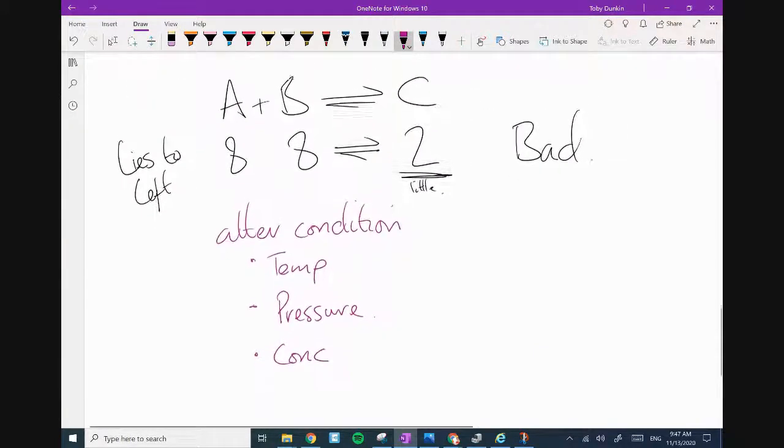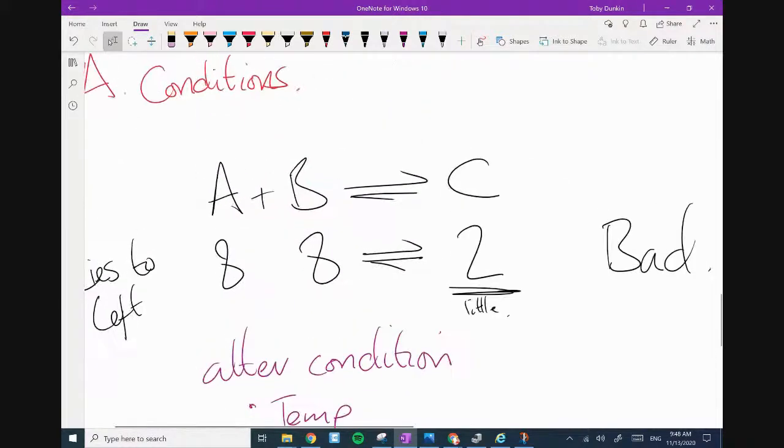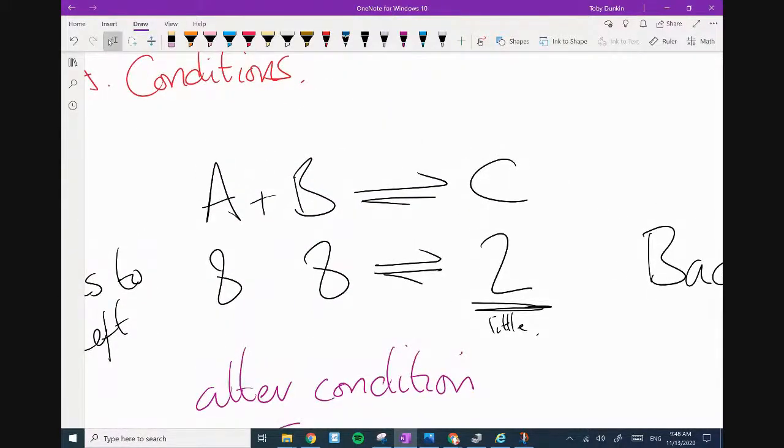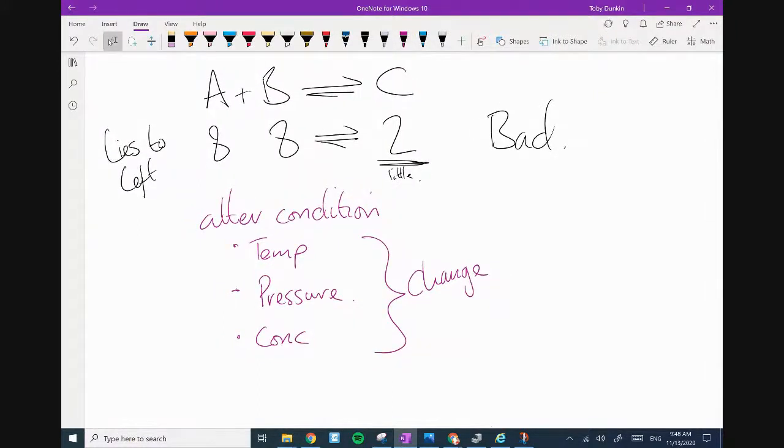If I alter these conditions, I can push an equilibrium. But how can you tell from the equation? You can't, Ruby. You've got to do it experimentally. The actual equation is going to be important to understand how to shift it, but it won't tell you the numbers until you actually do it. If I change these conditions, I can push an equilibrium either to the left or to the right. I can shift its position. We're going to be doing that next lesson.